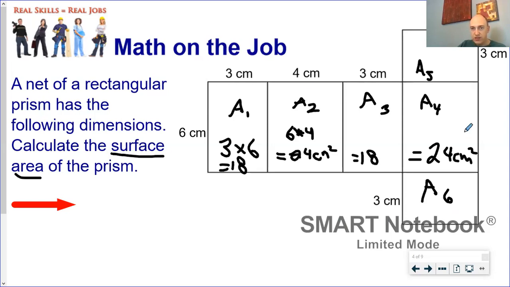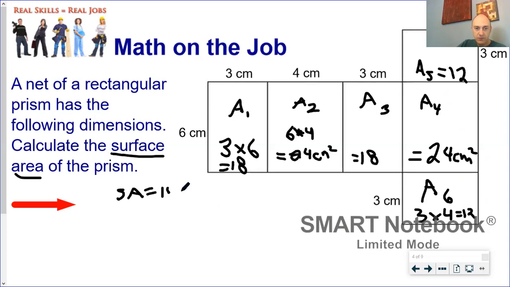We know this is 4 centimeters wide, and this is 3 centimeters tall now. So this is going to be 3 times 4 equals 12. And this is also going to be equal to 12. So our total surface area is going to be area 1 plus area 2 plus area 3 plus area 4 plus area 5 plus area 6, all 6 added together.